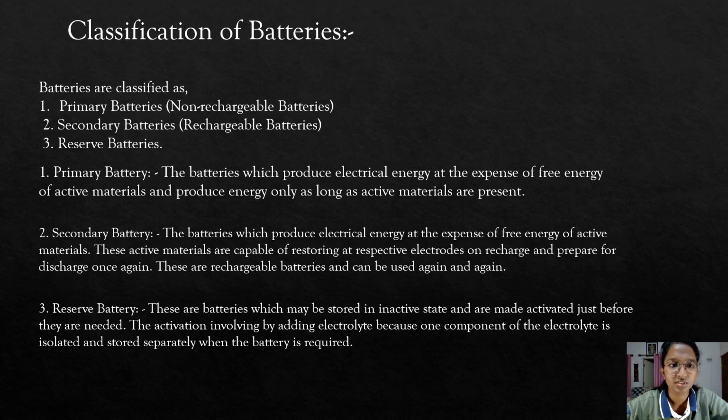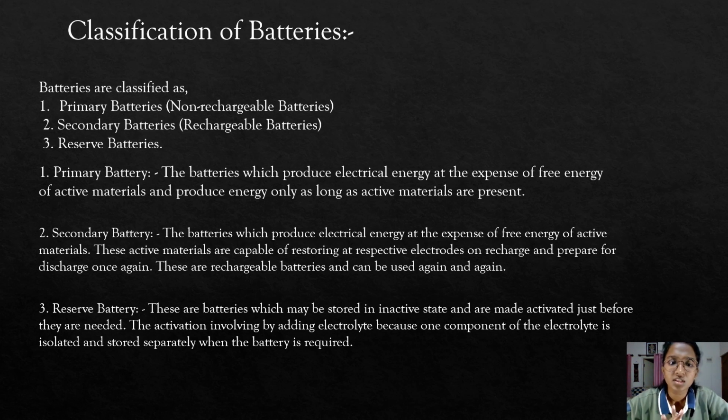Classification of batteries. Batteries are classified as primary batteries, secondary batteries, and reserve batteries. Primary batteries are also called as non-rechargeable batteries, and secondary batteries are also called as rechargeable batteries. So let us have a brief idea about what it says. What's the meaning of it? So primary battery. The primary batteries produce electrical energy at the expense of free energy of active materials, and produce energy only as long as active materials are present.